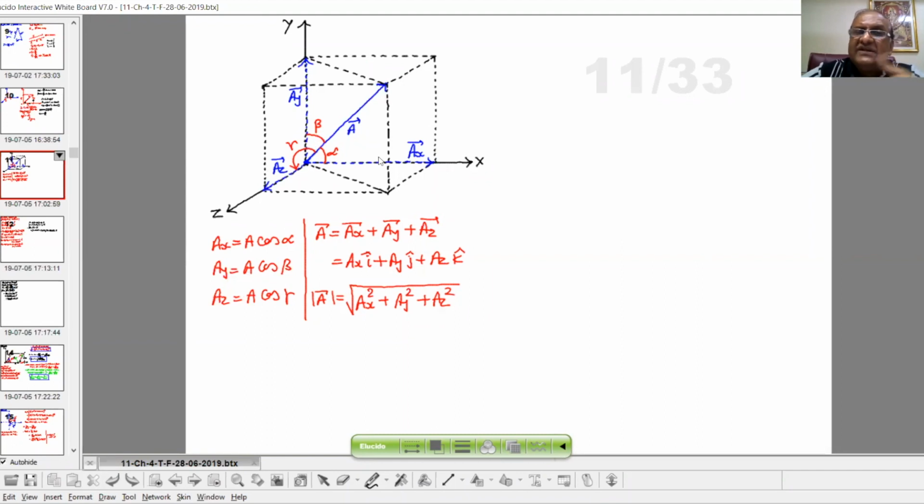Clear? So in 3 dimensions, we can represent vector A in component form as Ax i plus Ay j plus Az k caret. Clear to all of you? Any doubt?